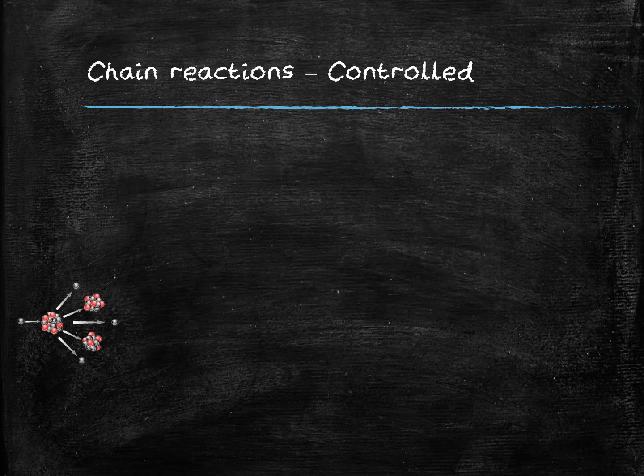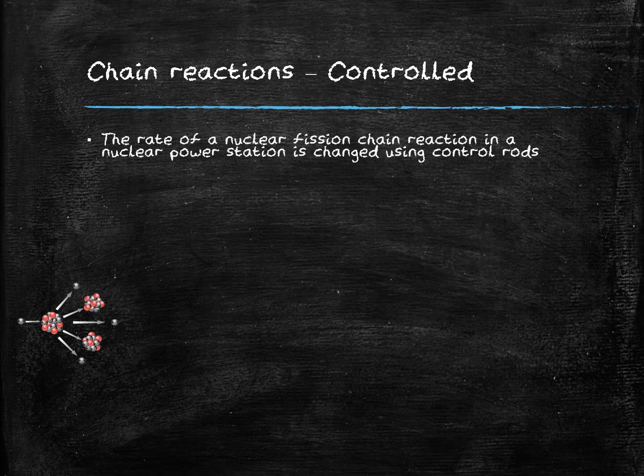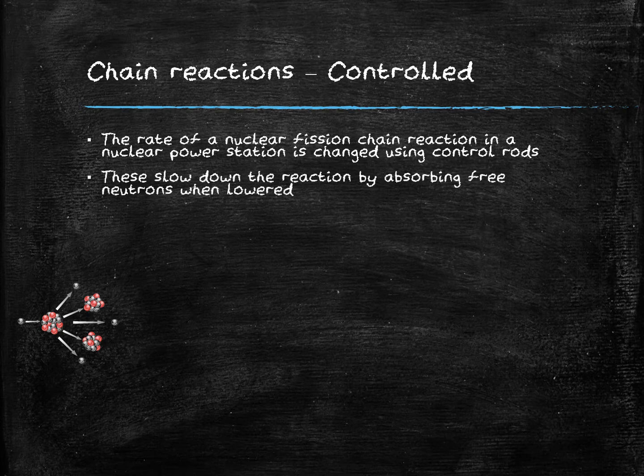When it comes to looking at examples of chain reactions, I want to start by thinking about a nuclear power station and the controlled reactions that happen within there. The rate of the fission chain reaction within a power station is controlled using objects called control rods, and these are literally rods of a material that can absorb any free neutrons that go through them, and by absorbing those free neutrons, that prevents them causing further fissions of their own.